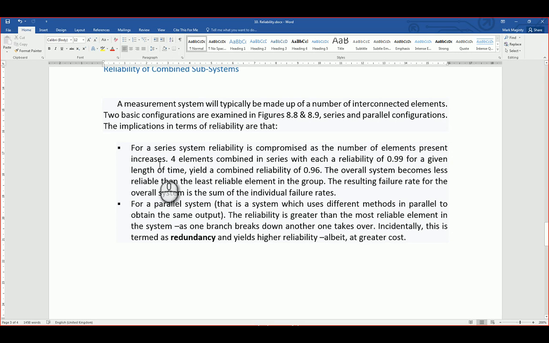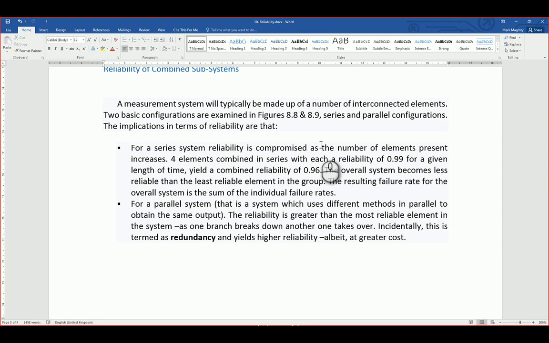So for a series system, reliability decreases as the number of elements present increases. 4 elements combined in series, each with a reliability of 0.99 for a given length of time, yield a combined reliability for the same length of time of 0.96. Therefore the overall system becomes less reliable than the least reliable element within the group, and the resultant failure rate for the overall system is the sum of the individual failure rates.